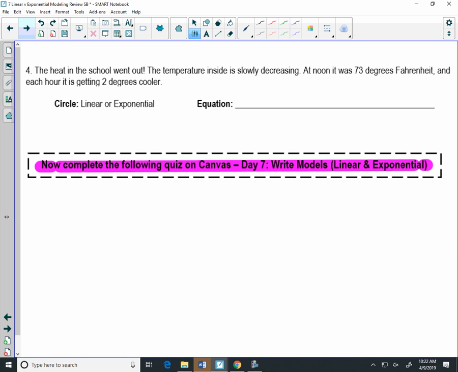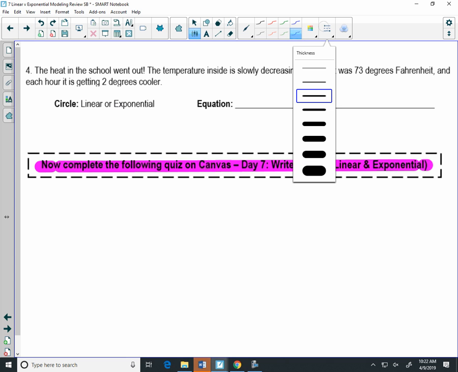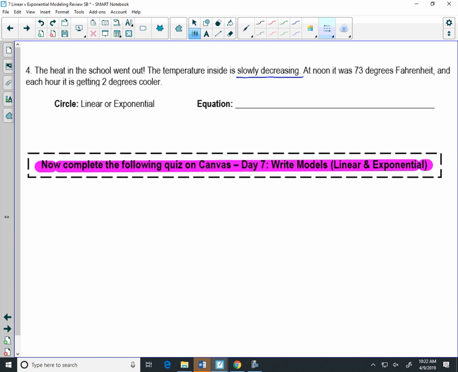Okay, last one. The heat in the school went out. Temperature is slowly decreasing. Okay, temperature is going down. At noon it was 73 degrees, and each hour it's getting 2 degrees cooler. Okay, so we are going down 2 degrees. So I like to write that -2. We're not multiplying by anything. Remember, linear is either adding or subtracting. So this is definitely a linear model. Make it a fill in your blank.